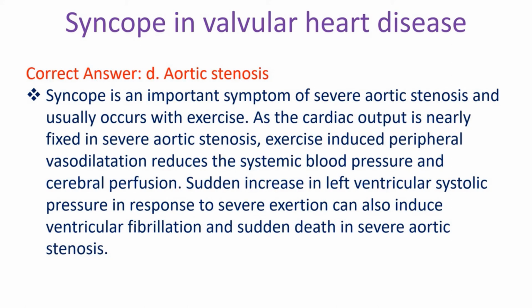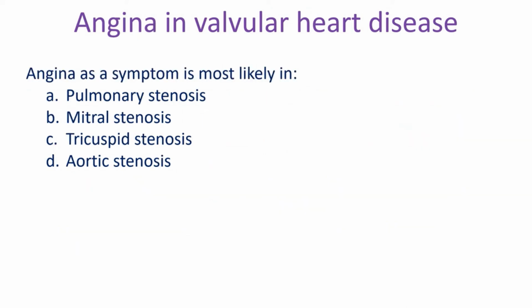Syncope is an important symptom of severe aortic stenosis and usually occurs with exercise. As the cardiac output is nearly fixed in severe aortic stenosis, exercise-induced peripheral vasodilatation reduces the systemic blood pressure and cerebral perfusion. Sudden increase in left ventricular systolic pressure in response to severe exertion can also induce ventricular fibrillation and sudden death in severe aortic stenosis.